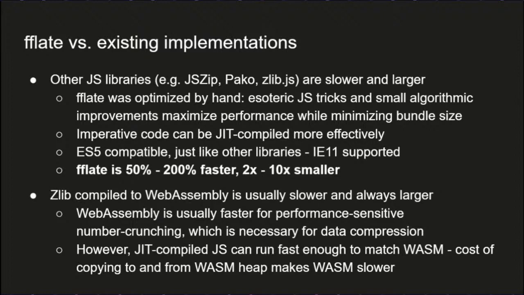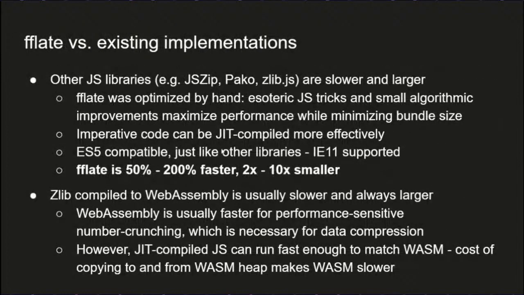So in general, fflate can be 50 to 200% faster than the other libraries, specifically JSZip, and it's 2 to 10 times smaller, not mainly due to the actual size of the algorithm, but also due to the fact that it supports ES modules completely, while all of these other libraries were built in the past when ES modules weren't really a thing, so you can't use tree shaking or dead code elimination, whatever you want to call it. As a result, if you want to use any of the features of those libraries, you have to include the entire thing. And another possible implementation for the same algorithm would be Zlib compiled to WebAssembly.